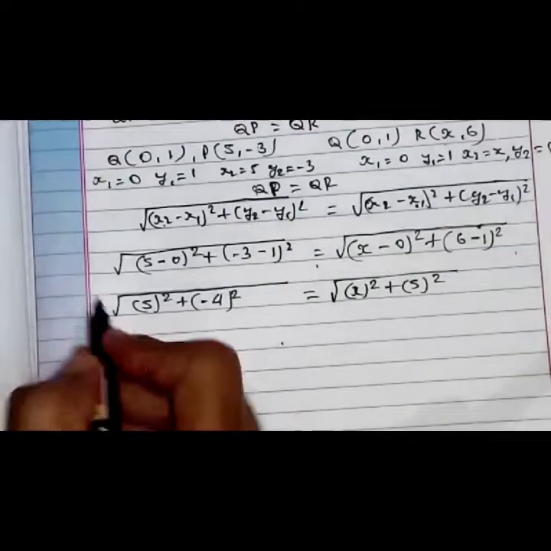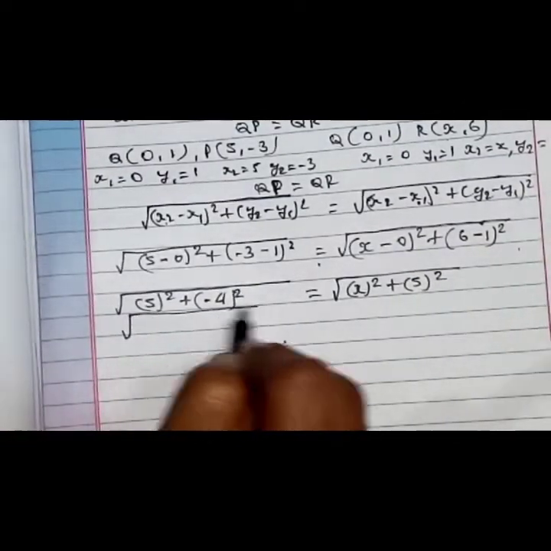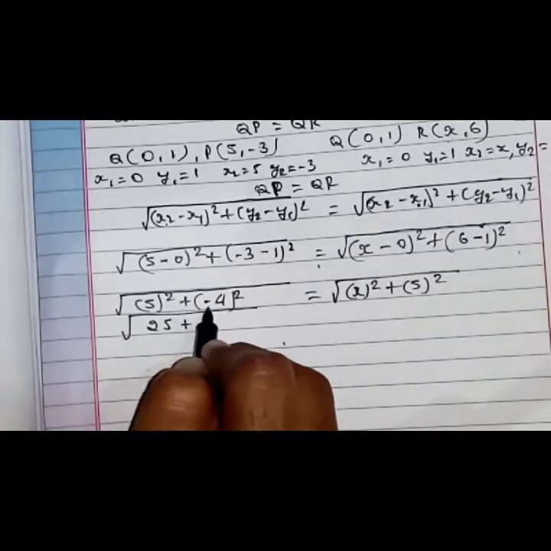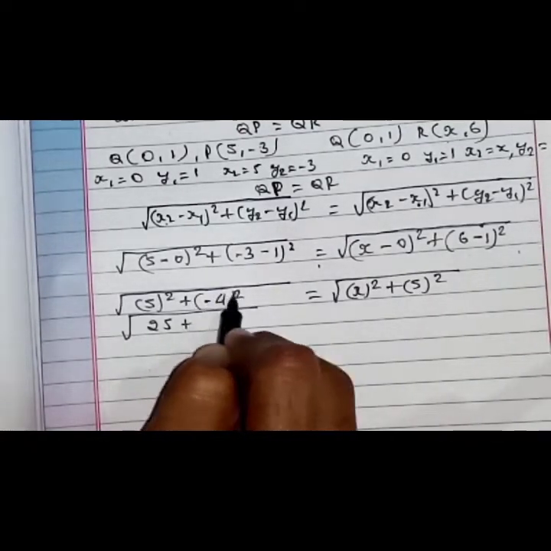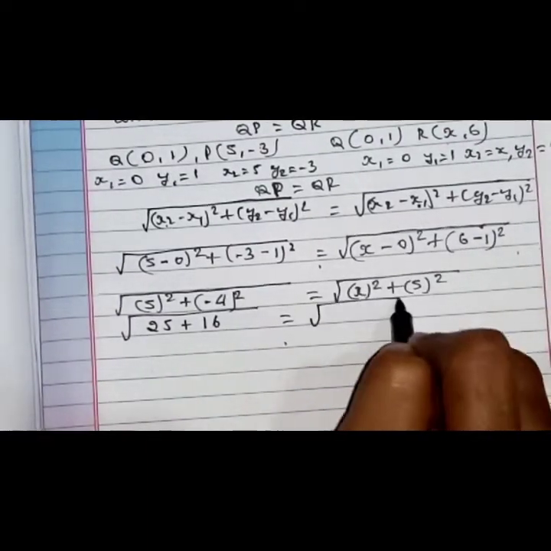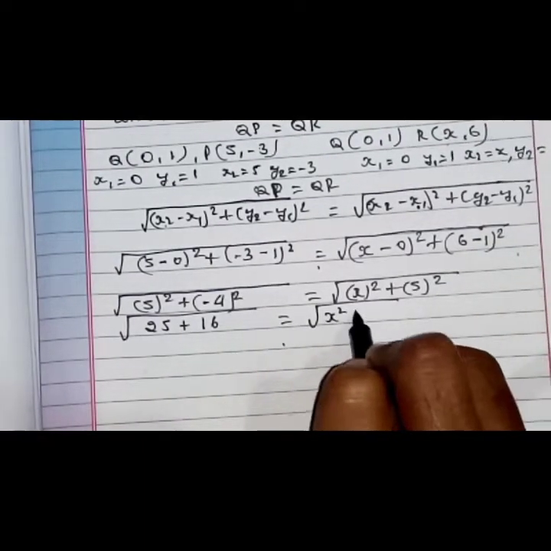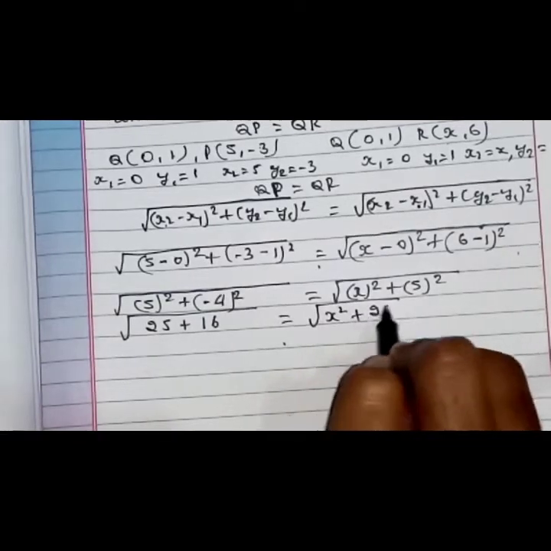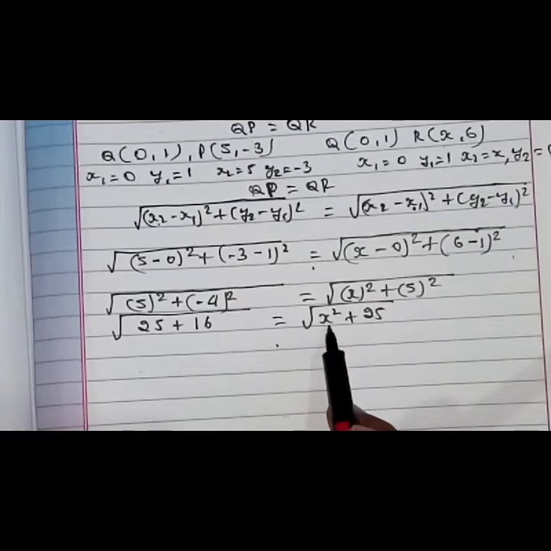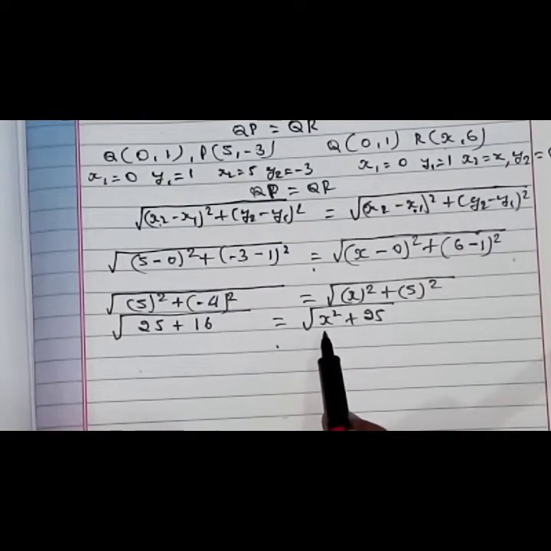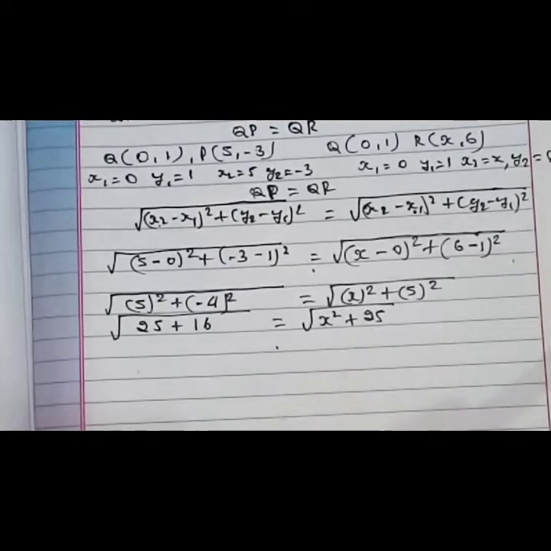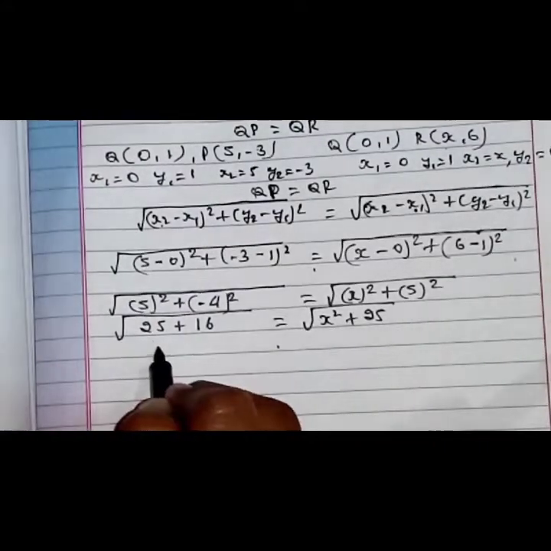right children? Now simplify this, square root of 5 square is 25 plus any minus square will be plus, so therefore minus 4 square is plus 16, that's equals to square root of x square is nothing but x square plus 5 square is 25. Now you need the value of x, right? So if you want the value of x, means the square root has to cancel. Now how will you cancel the square root? By taking a square on both sides.